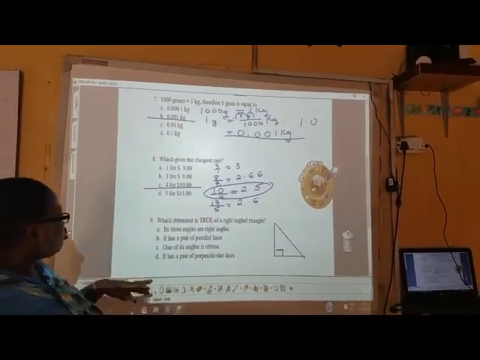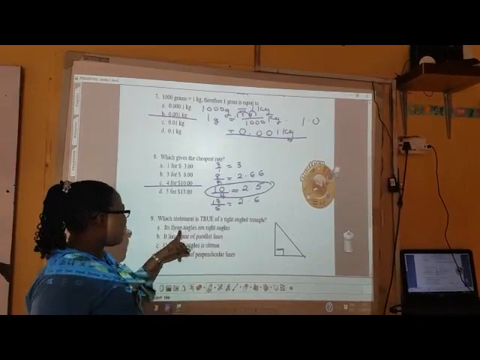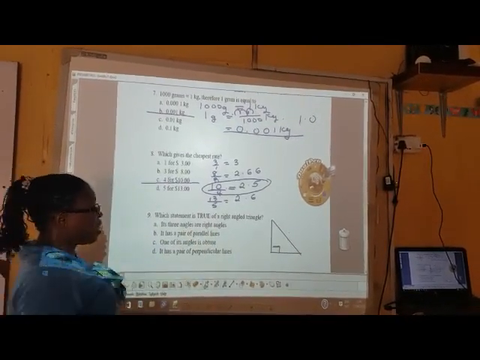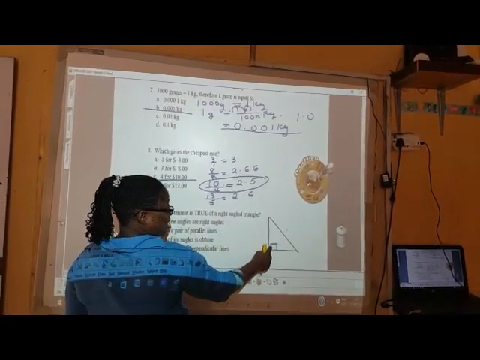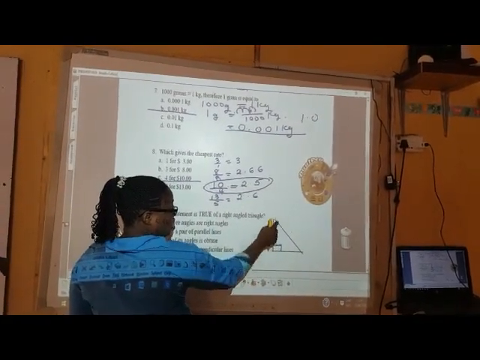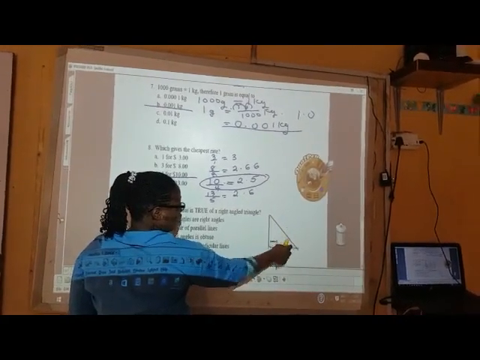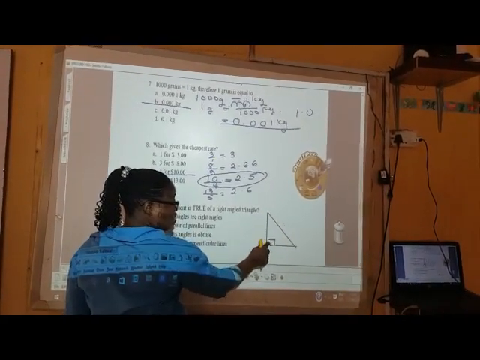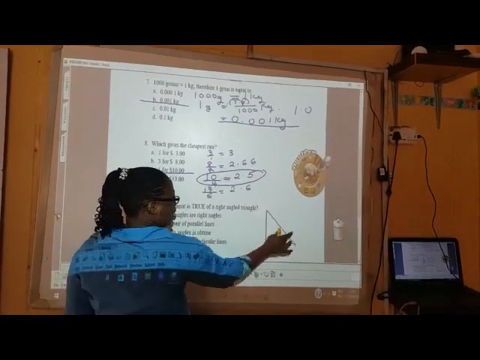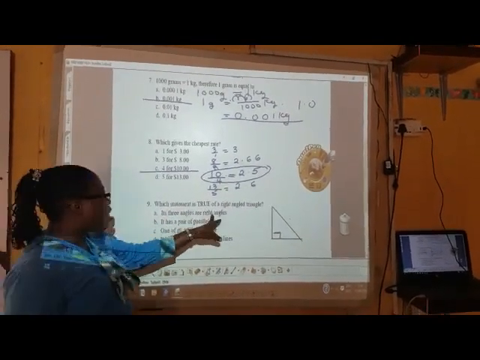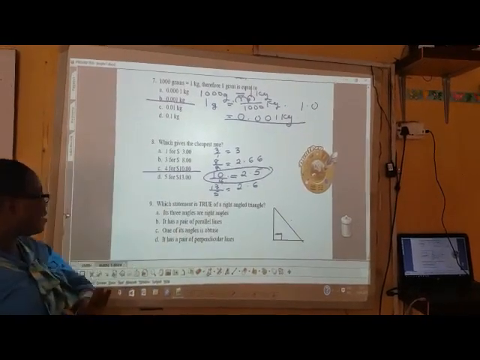We want to look at which statement is true. Are 3 angles right angles? Are they? No, because the only right angle here is this one. This one is not up to 90. The addition of these two was given because this one is already 90 on its own. So the 3 angles are not right angles. That means the statement is false.